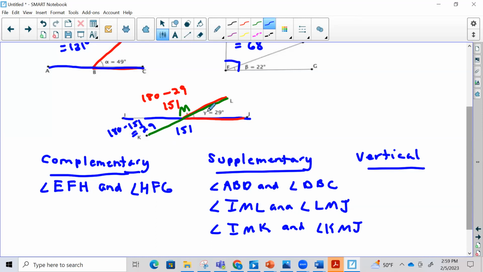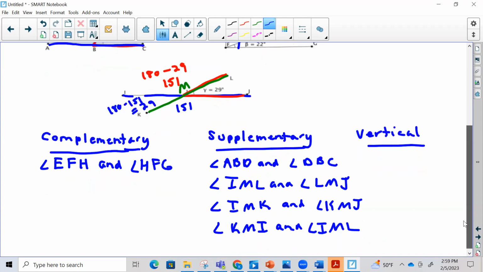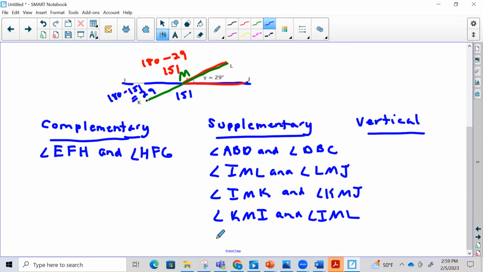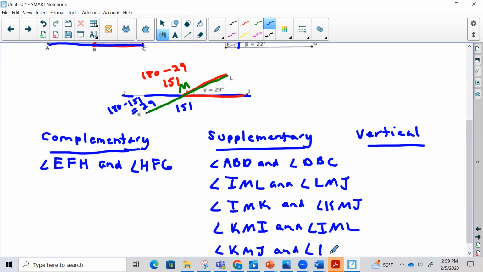And then we have the straight angle that I outlined in green. And again, we have two sides of it. So we could either say angle KMI, this one here, and IML make that straight angle. Or we could do the bottom two below it, which would be angle KMJ and angle LMJ. So those would be all of my straight angles.